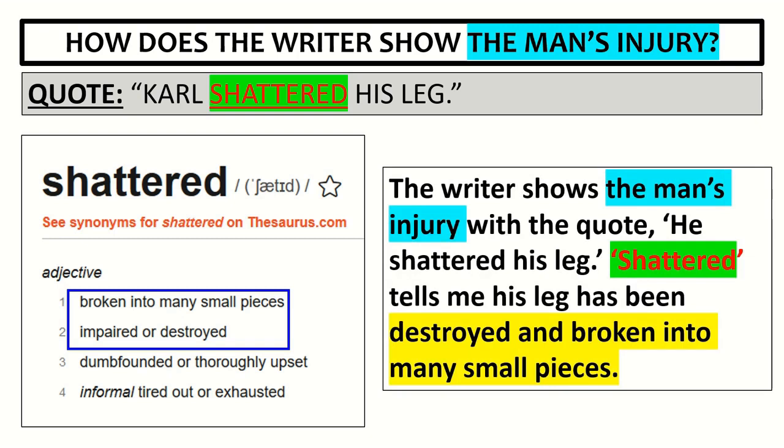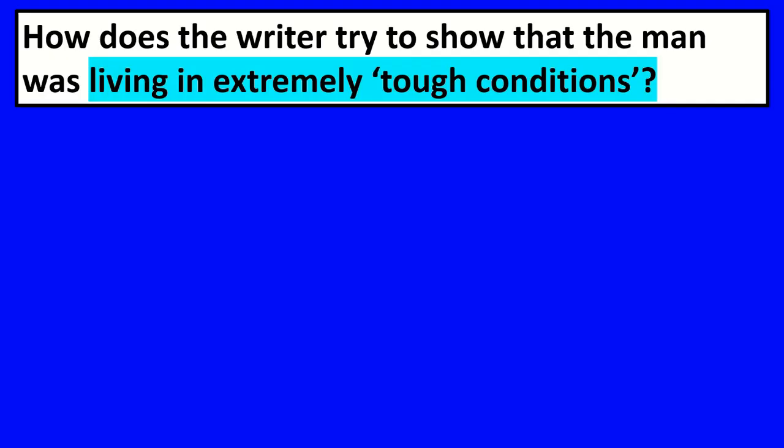Shattered tells me the man has destroyed and broken his leg into many pieces. So literally what the definition or what it says in the thesaurus, I'm going to put that into my answer. So my blue is my question, my sentence starter, which I should always do to keep focus to the question. Always have the sentence starter as a question. The green is a quote, and my yellow is explaining what that shows about the man's injury.